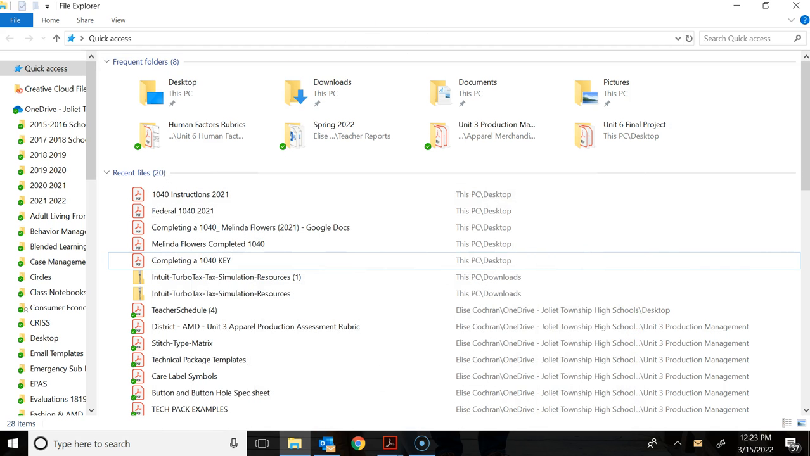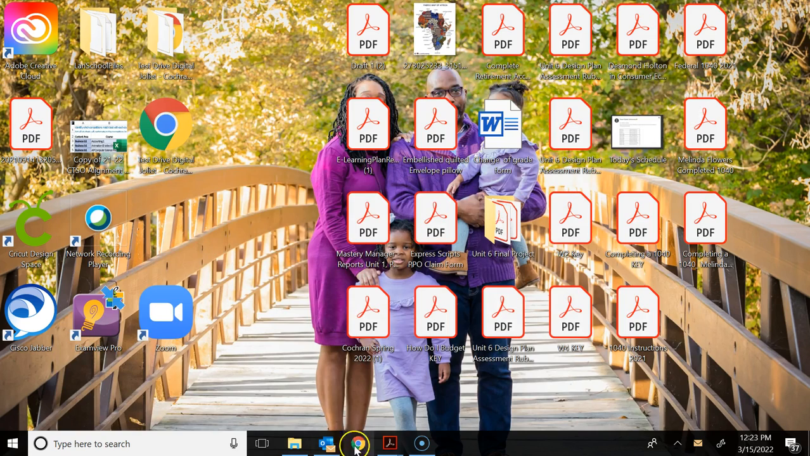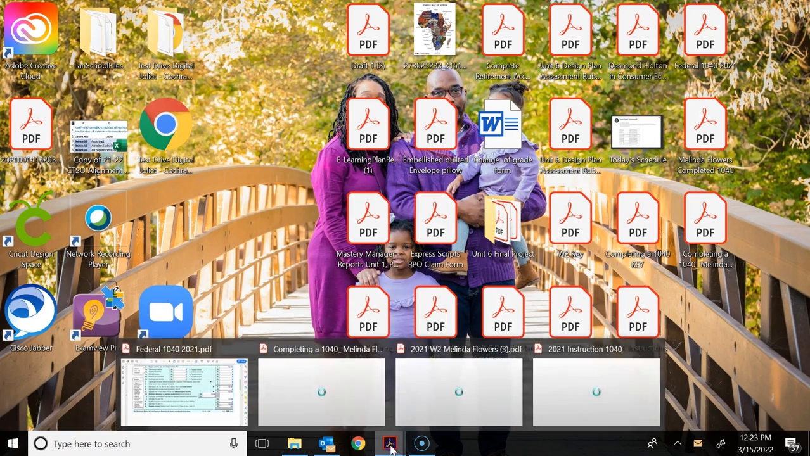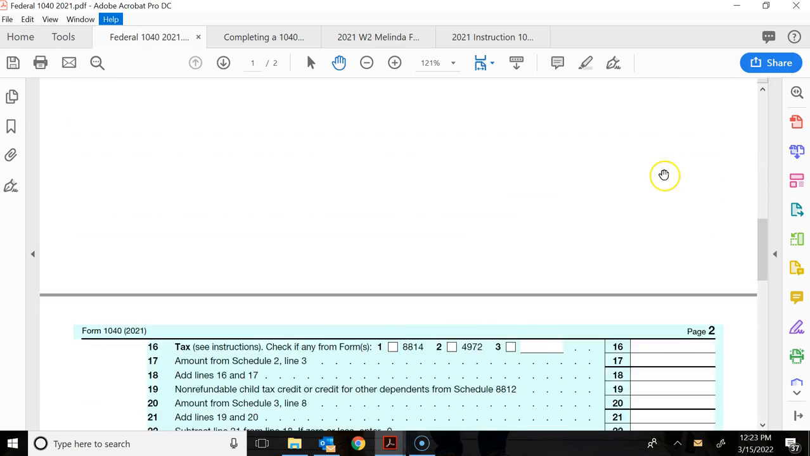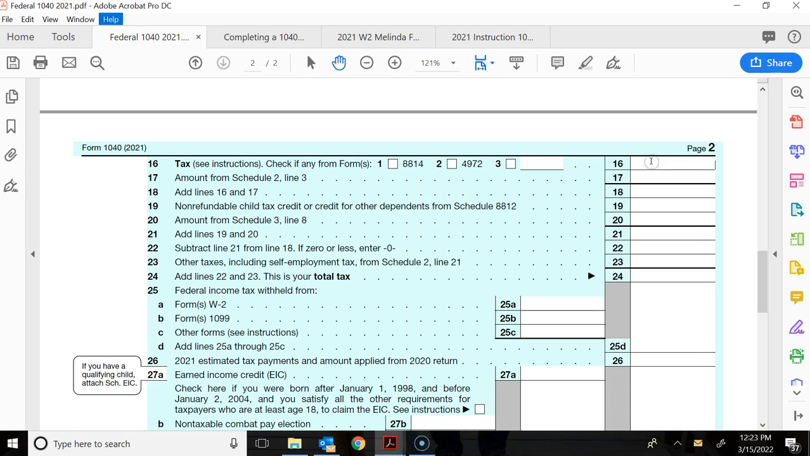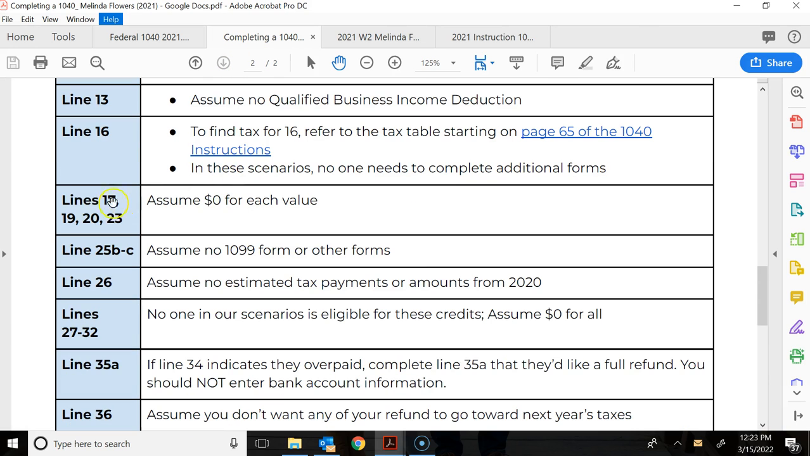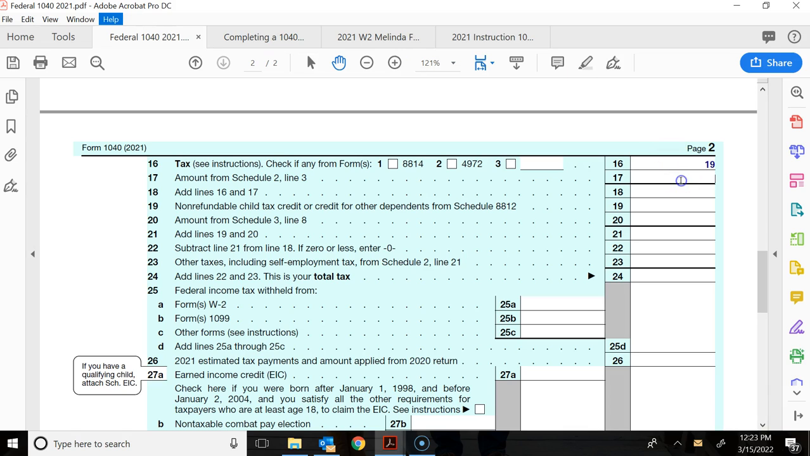So in other words, $19 of hers is what she has to pay for taxes based on how much money she made that is actually taxable. So that goes on line 16. For 17, let's look at our cheat sheet. It says that lines 17, 19, 20, and 23 are 0. So 17 is a 0 here. Number 18, it says lines 16 and 17, so that leaves us with 19 here.